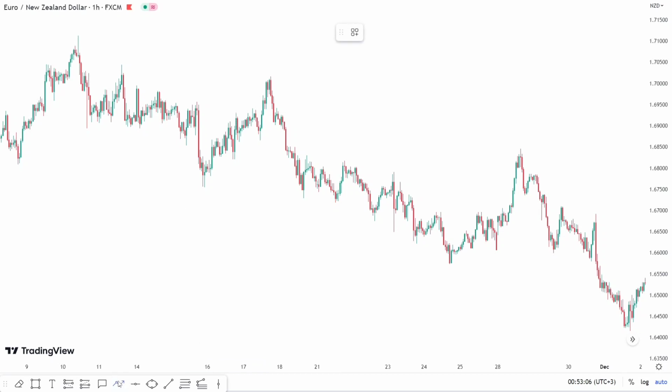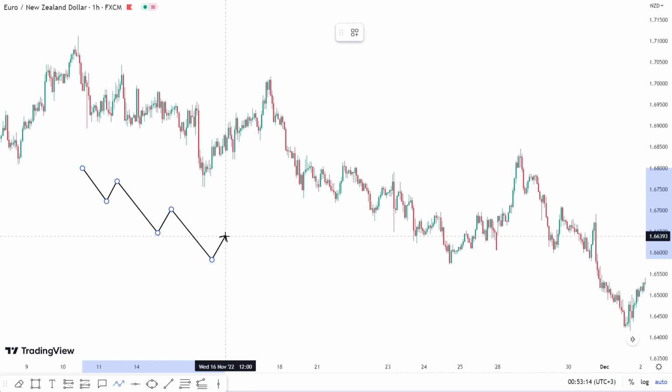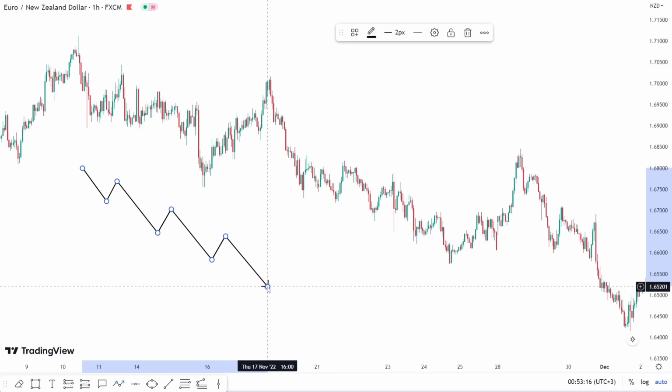Supply zone is the exact opposite. In this case, we want the market to be dropping, so we must have a series of lower highs and lower lows. Nothing else, lower highs, lower lows. So each beginning of the impulse, the move downwards, becomes our supply.